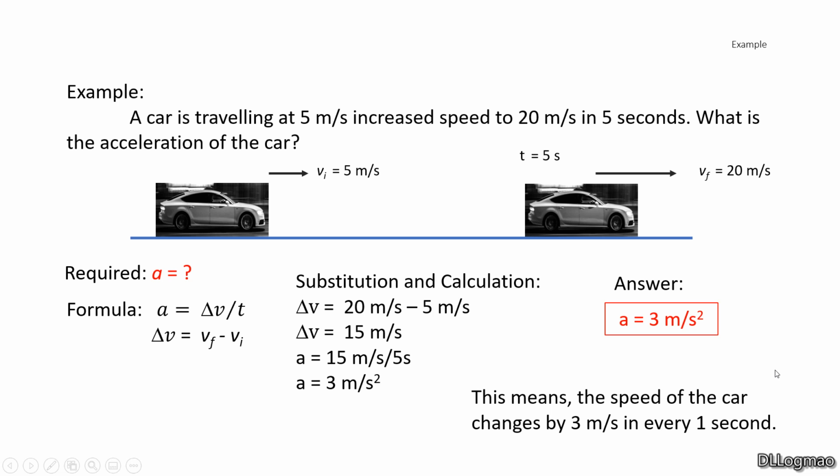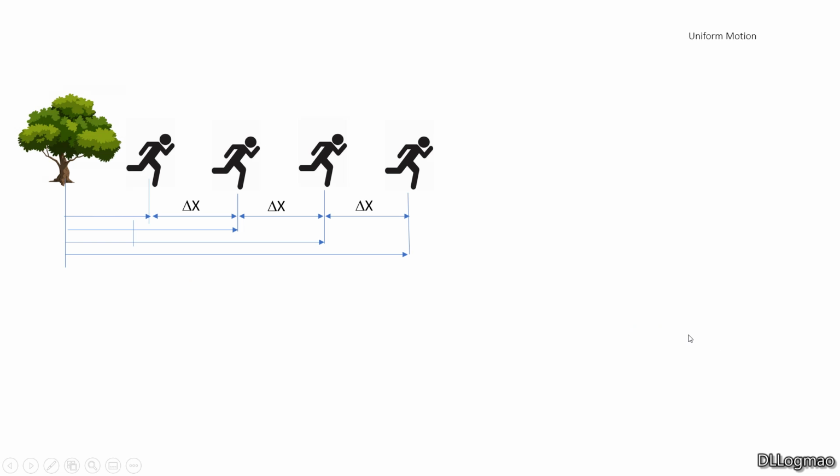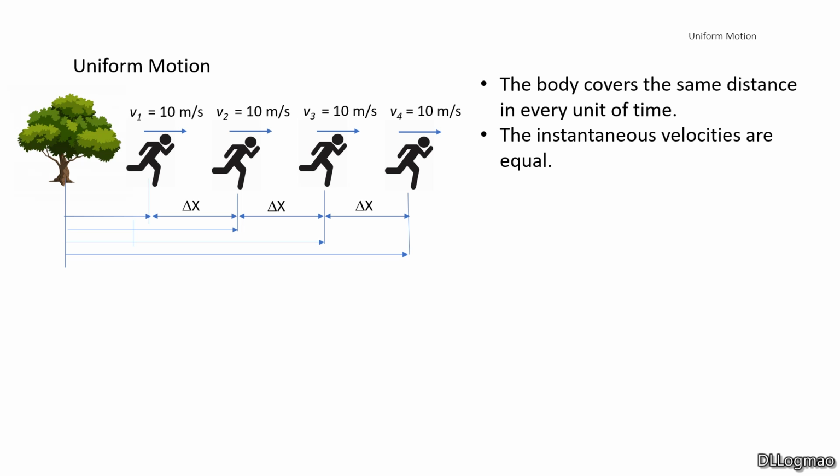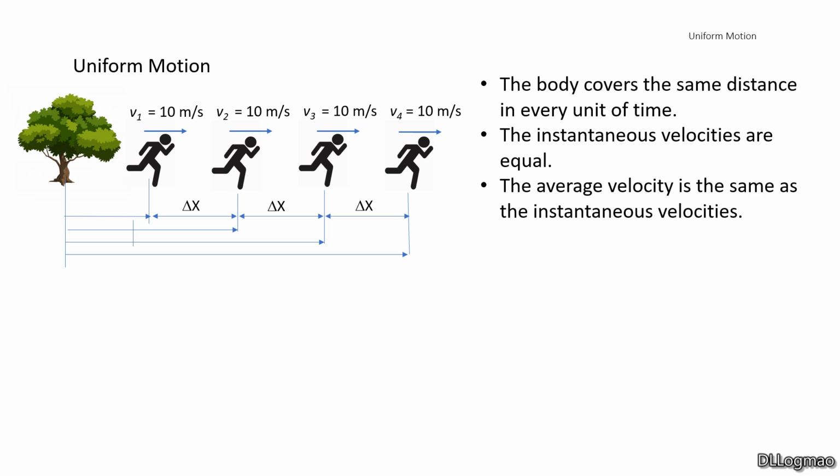Generally, there are 2 types of motion based on the change in the position of the body. The first one is uniform motion. Notice that the change in the position of a body in every unit of time is constant. Thus, a body has uniform motion if it covers the same distance in every unit of time. The instantaneous velocities of the body are equal. If we calculate the average velocity of this body, it is equal to 10 meters per second. Thus, the average velocity of the body is equal to the instantaneous velocities.